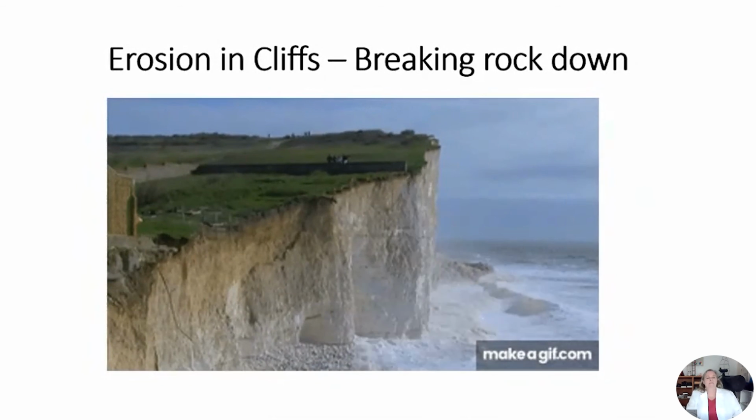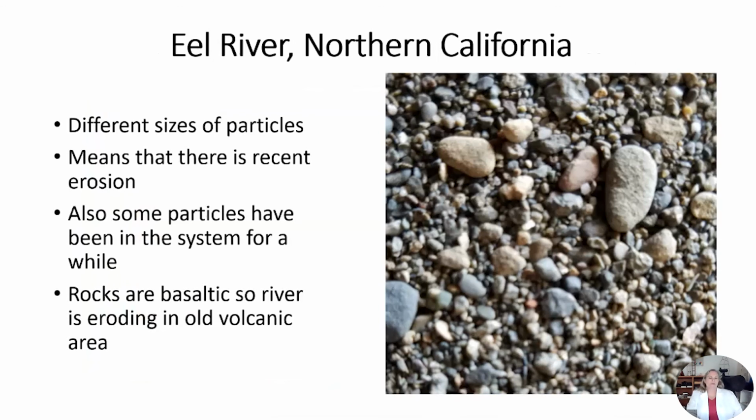All right, another place that we're looking at is the Eel River, Northern California, and it has a lot of sediment coming from it. There are different sizes of particles. You see they're definitely poorly sorted, right? It's more recent erosion, but some of them look really rounded, so that means they've been in the system for a while. And this is eroding around an area that's an old volcanic area. So it's more of a basaltic kind of rock.